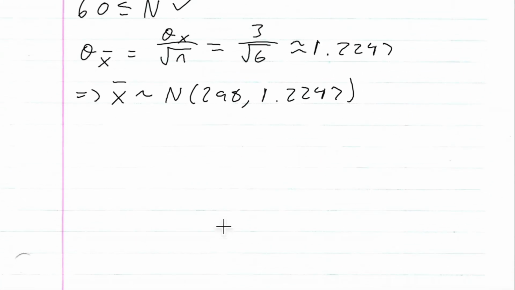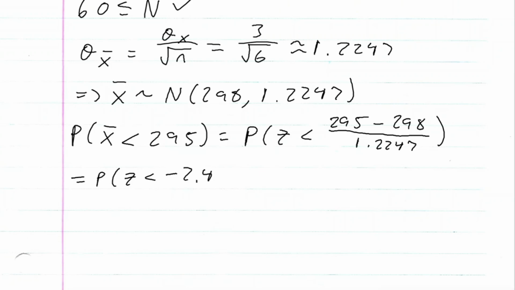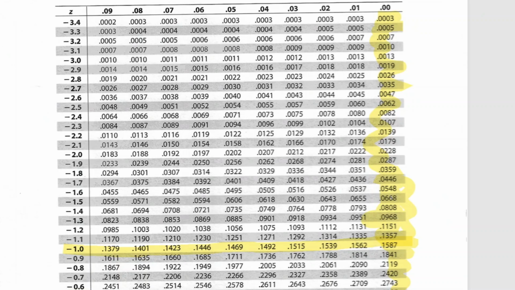Okay, so now we're trying to find the probability that if we were to take the average of these 6 bottles from this company, their average is less than 295, right? So since x bar is normal, that's the probability that z is less than (295 minus 298) over 1.2247. And this is equal to the probability that z is less than negative 2.45. And if we were to look it up in the table, right? So let's go ahead and do this.